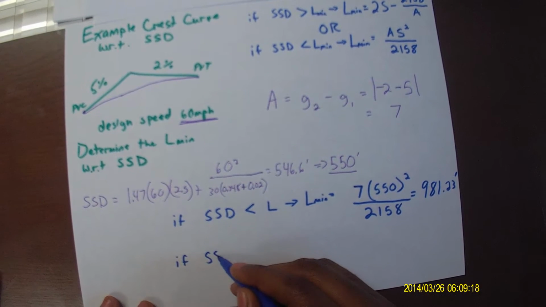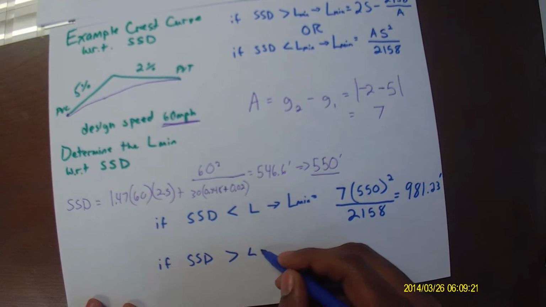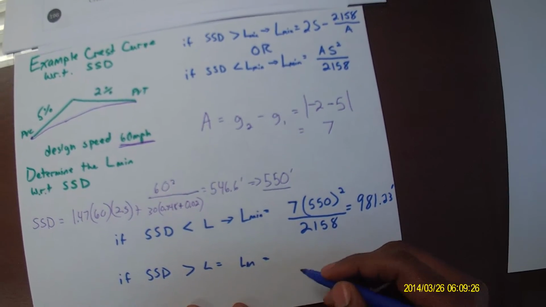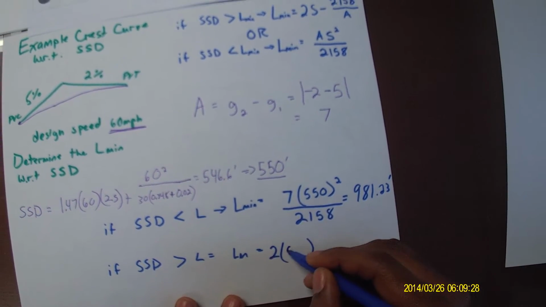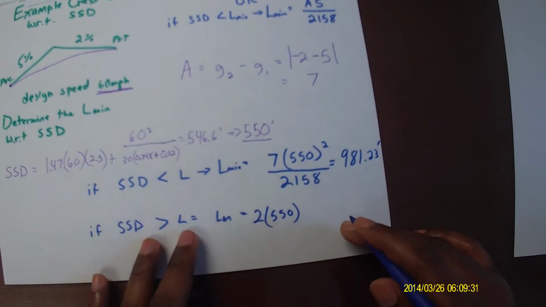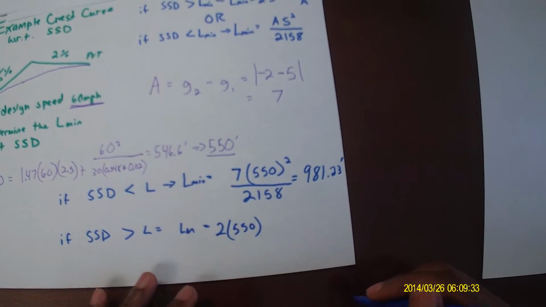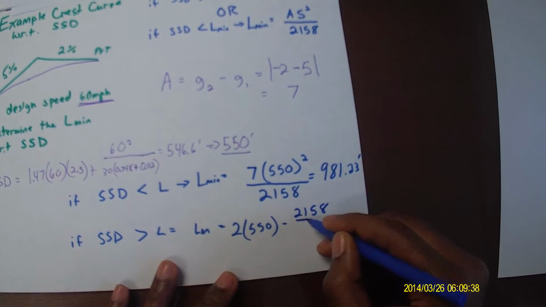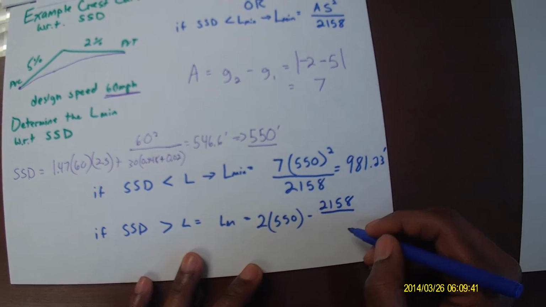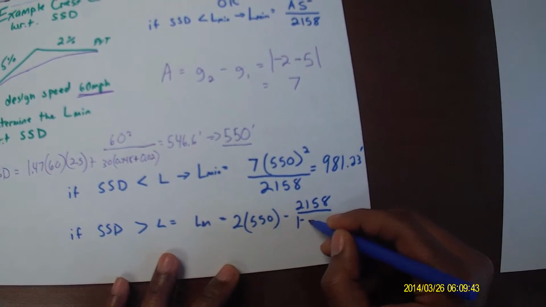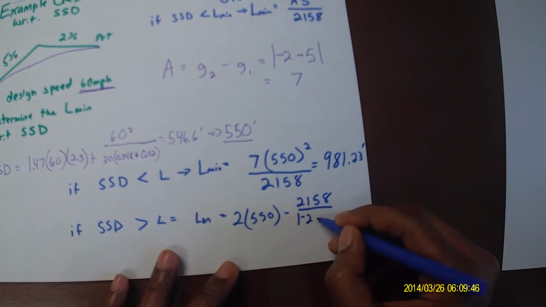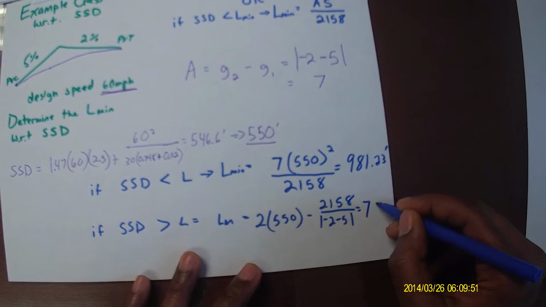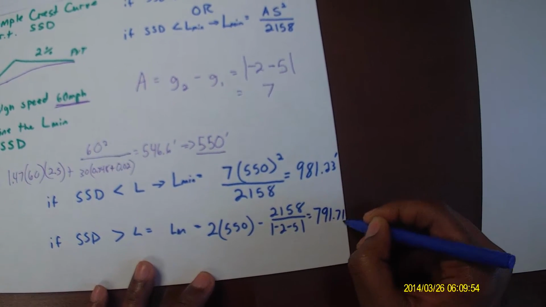If your stopping sight distance is greater than L, then I'm going to use this equation. L min is equal to 2 multiplied by 550 minus 2158 divided by 7. Or, if you just want to work through everything, -2 minus 5, the absolute value of those two things. And this should give me 791.71 feet.